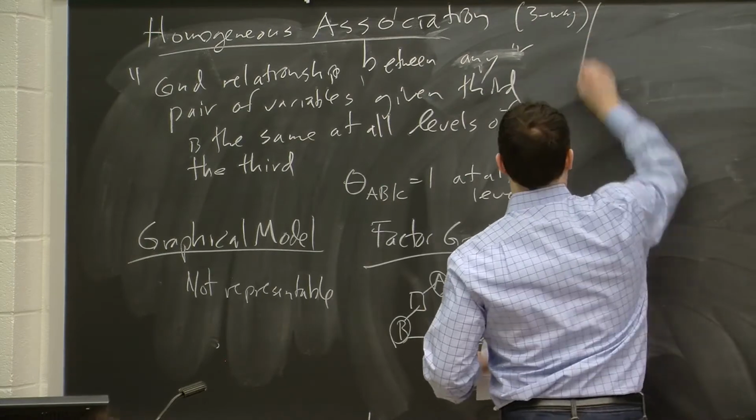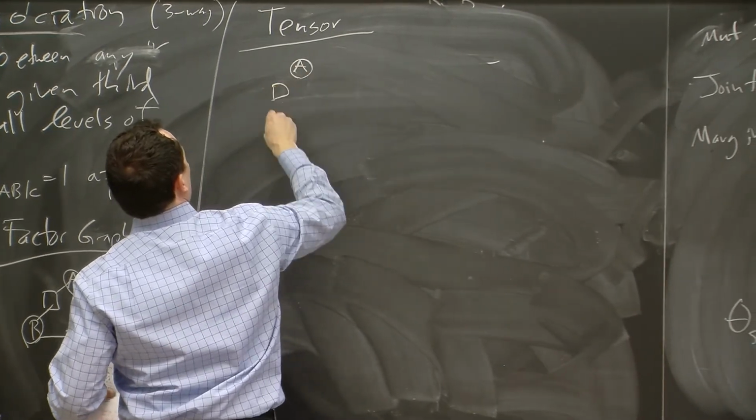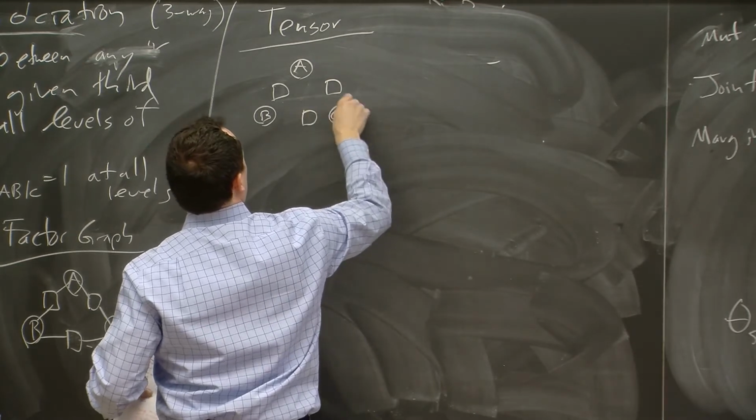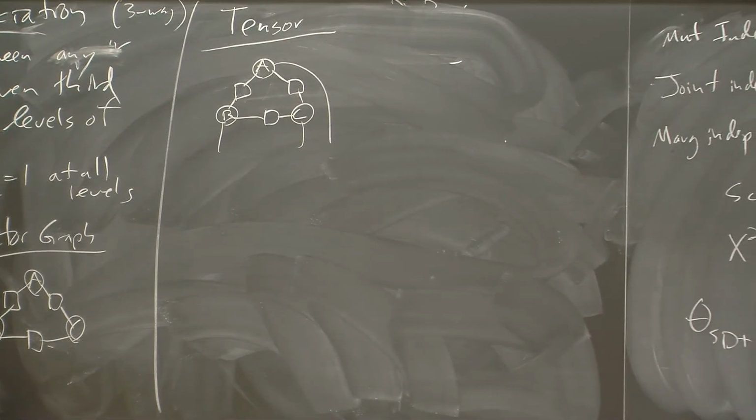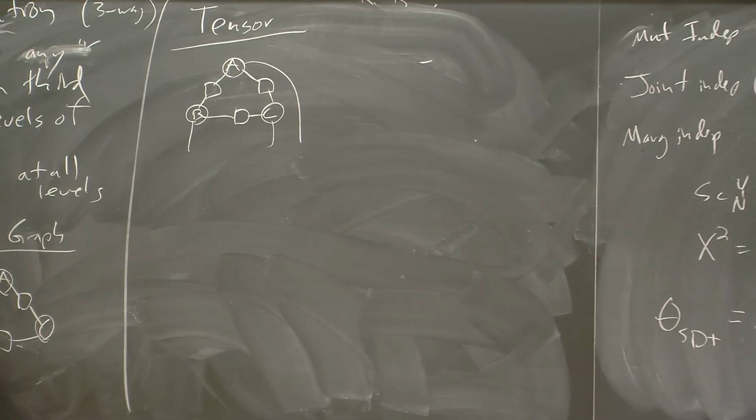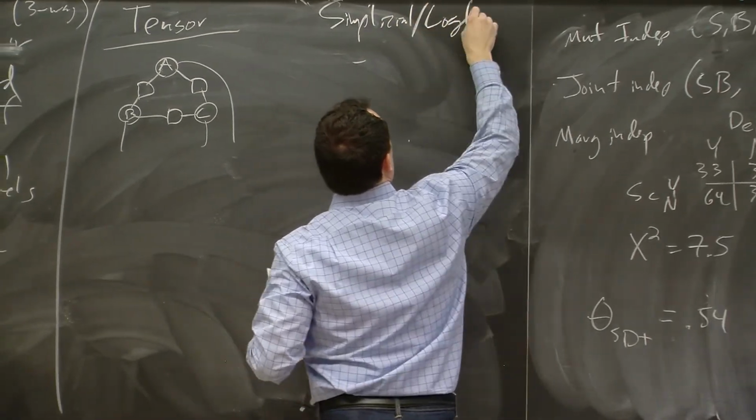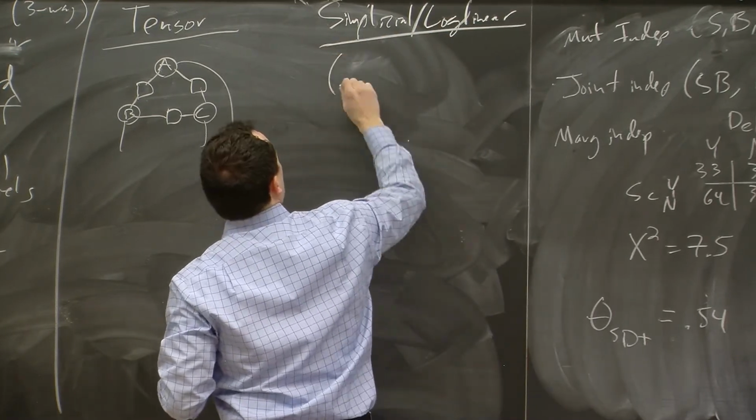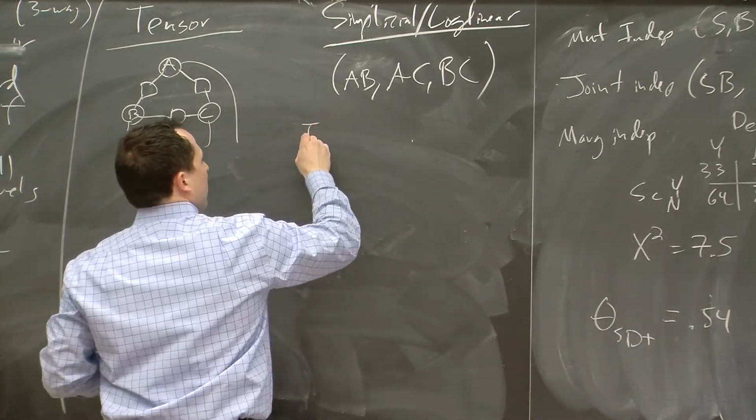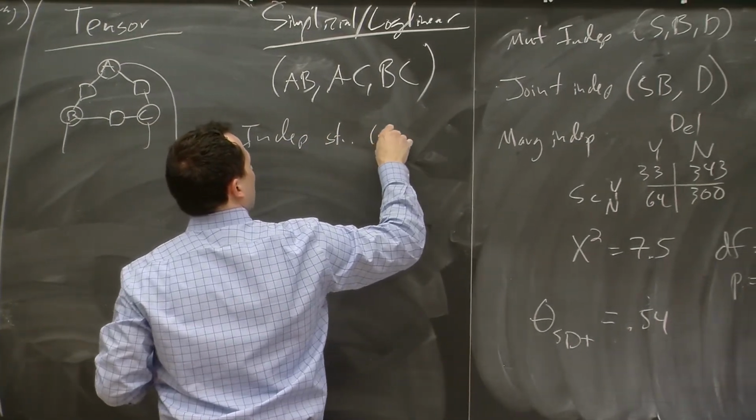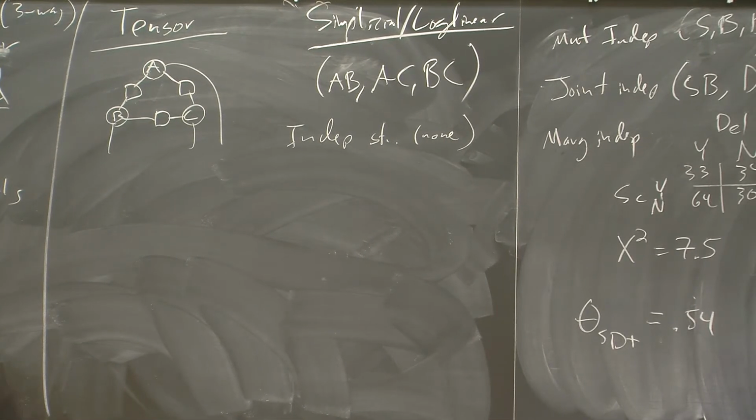And this tensor representation is almost the same as the factor graph representation. It's just that it also has these extra wires that keep track of what things are visible to the person looking at the experiment. So these are almost the same. It has a simplicial complex or log linear representation, which is all pairs, AB, AC, BC. There are no independent statements, although it's not a saturated model. So the independence story doesn't really describe what's going on here accurately.